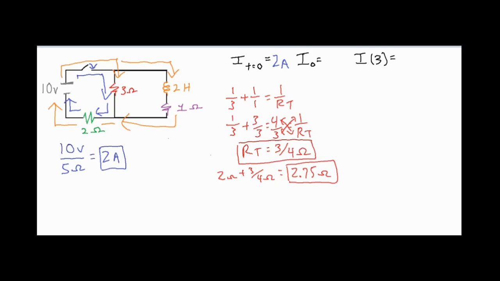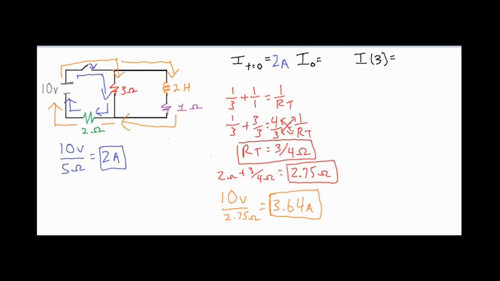Now, after that's been completed, we can use Ohm's law once again and say that 10 volts over 2.75 ohms is going to give us our total current of 3.64 amps. Now, what we're interested in is not necessarily the total current that flows through the battery or through the circuit. We're more interested in the current that's flowing through our inductor over here in orange. So what we need to do is analyze each branch individually.